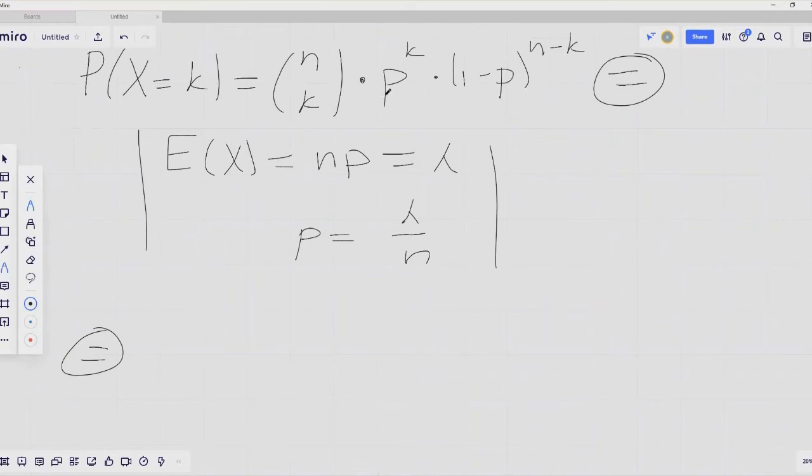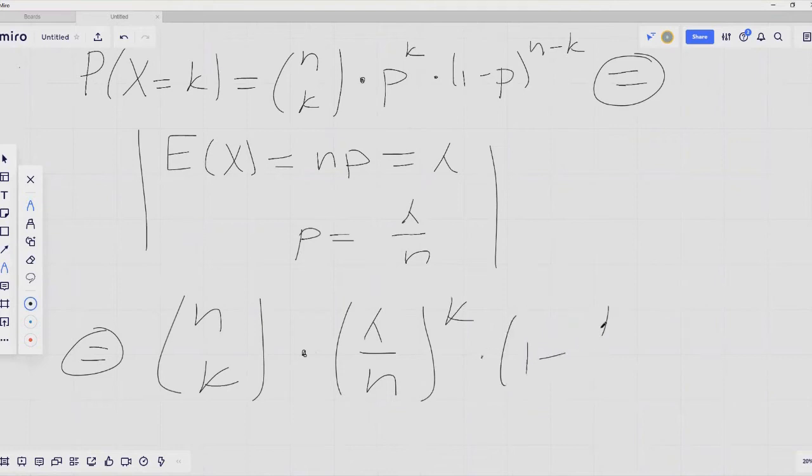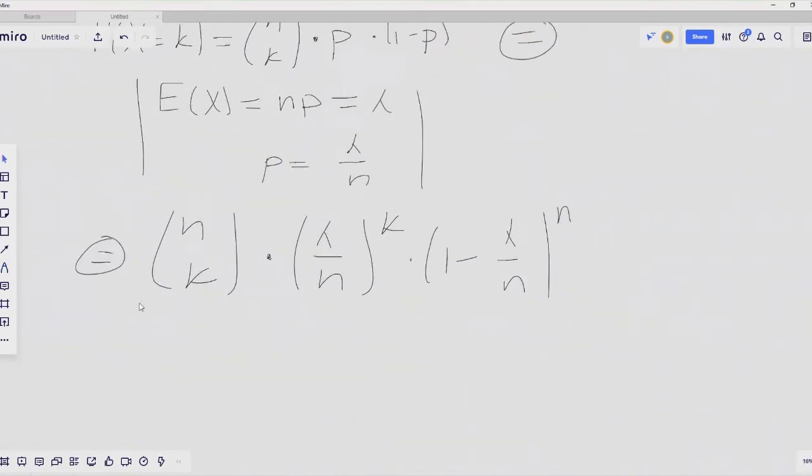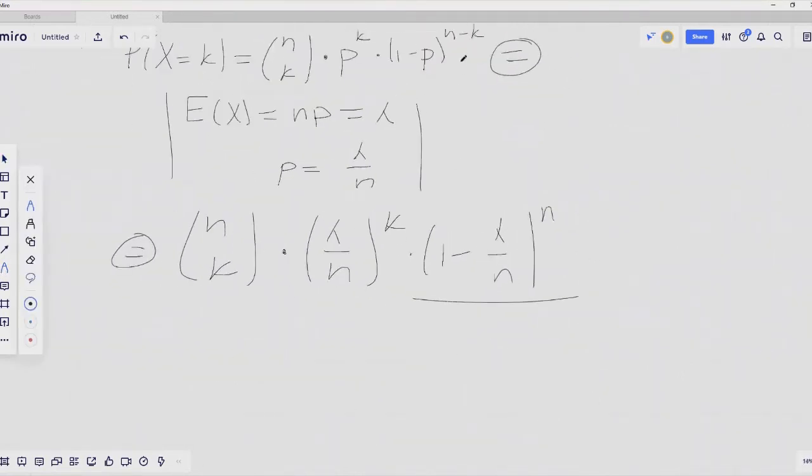Let's replace the value of p here with lambda over n: n choose k multiplied by lambda over n to the power of k, multiplied by 1 minus lambda over n to the power of n, divided by, so I'm going to do several manipulations with the factors here. You will understand the reason for these manipulations a second later. So I'm going to express that term as 1 minus lambda over n, all to the power of k. So it is the same as this term over here.